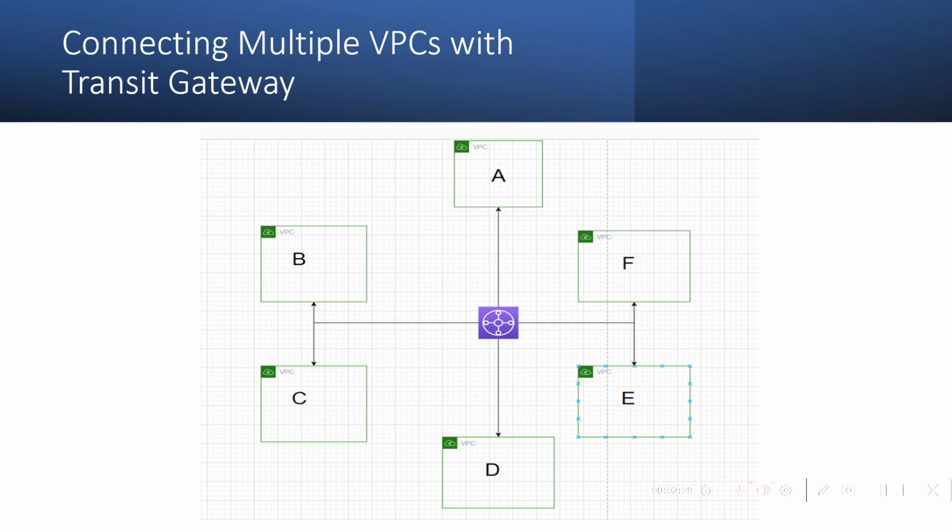Also with the help of the transit gateway, you can limit your communications with other VPCs. Suppose you don't want to establish connectivity between A and B, but you want to establish connectivity of A with other VPCs. You can also do that with the help of the transit gateway. We are going to see this in the future lectures.